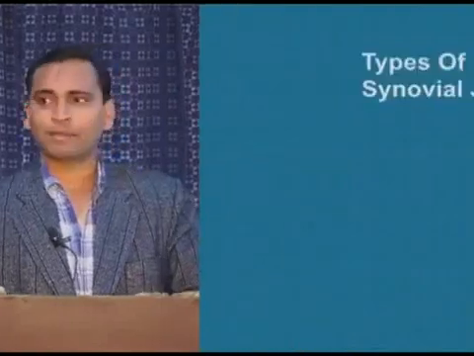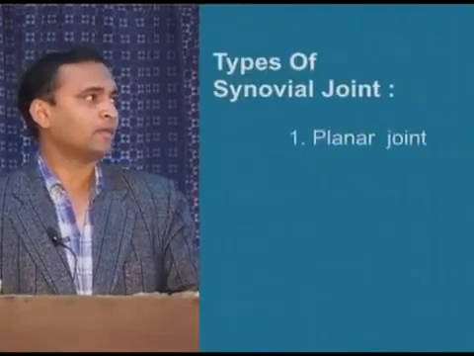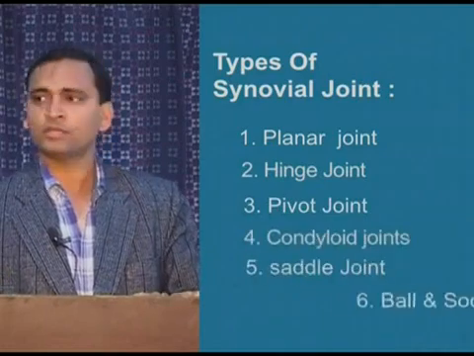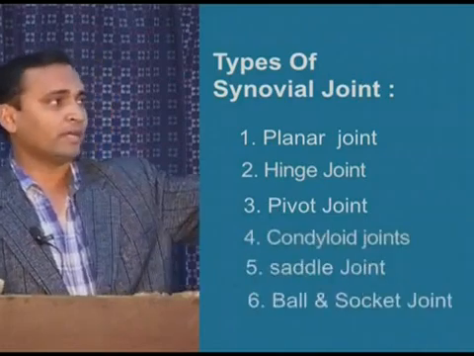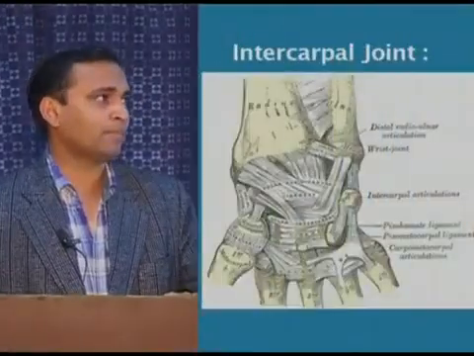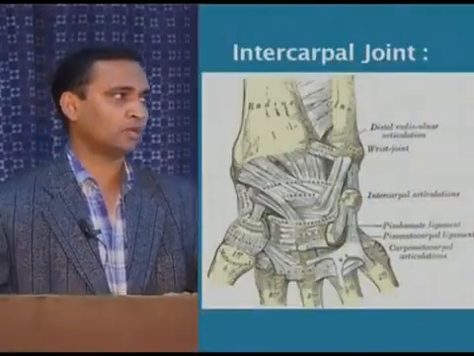Synovial joints, there are different types of synovial joint: planar, hinge, pivot, condyloid, saddle joint, and ball and socket joint. So synovial joints are of different types. We will discuss them one by one in detail. First is the planar joint. Planar joints primarily permit back and forth and side to side movement.